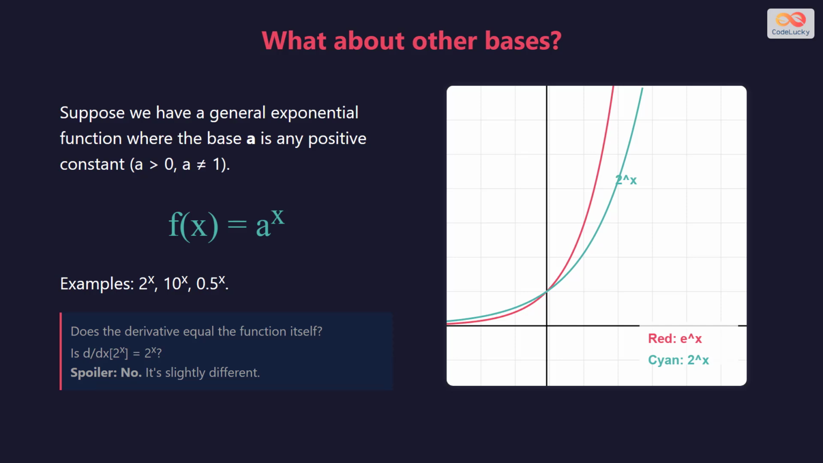But what happens if the base is not e? For example, 2 to the x or 10 to the x. Does the derivative stay the same? The answer is no. If the base is different, the curve is either steeper or shallower than e to the x, so the derivative will be slightly different.